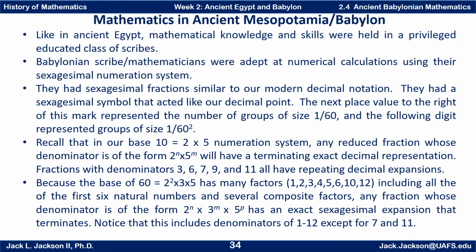Well, the Babylonians knew that, and they knew how to write them in a sexagesimal expansion like that. And notice that this includes denominators for every natural number from 1 to 12 except for 7 and 11. And even for 7 and 11, they knew how to write them out as an approximation, and they knew it was an approximation when they wrote out a sexagesimal decimal expansion for, say, 1/7 or 1/11.